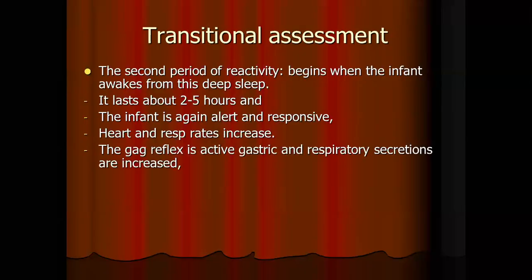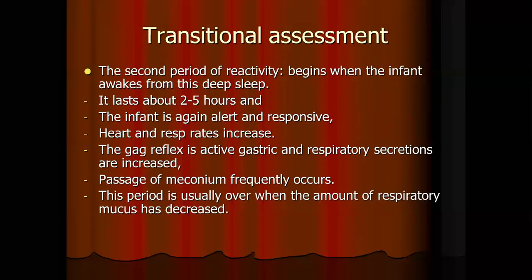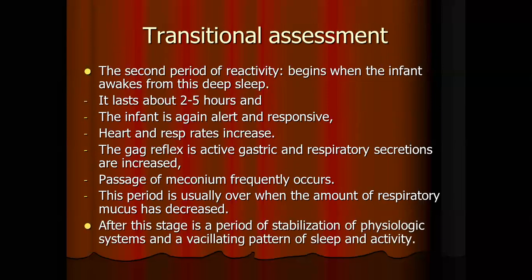Heart and respiratory rate once again increase. The gag reflex is active. Gastric and respiratory secretions are increased. Passage of meconium frequently occurs. This period is usually over when the amount of respiratory mucus has decreased. After this stage is a period of stabilization of physiological systems and a vacillating pattern of sleep and activity.